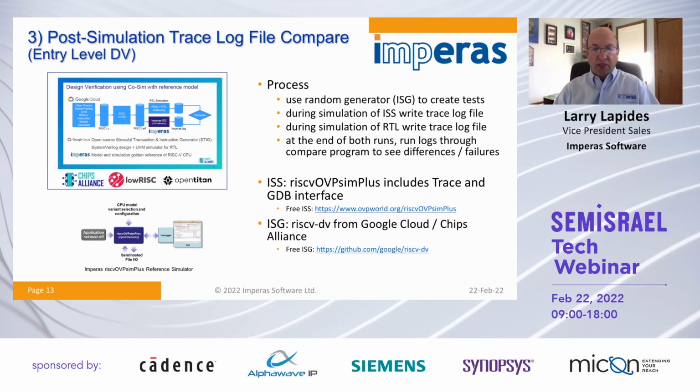RISC-V OVP Sim Plus is commonly used for this. It's available on the Open Virtual Platforms ovpworld.org website. And for the instruction stream generator, RISC-V DV from Google is typically used, available from their GitHub repo.